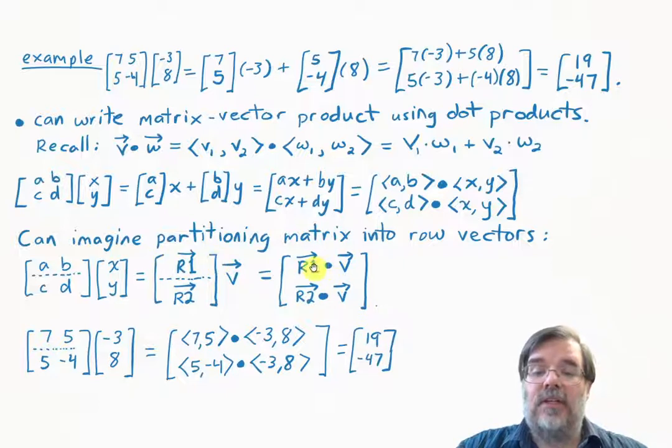The first entry is row 1 dot v, and the second entry is row 2 dot v. So for example, the same example we did above, we could write it in this format. 75 dot negative 38, calculate that out, you get 19. Then the second row, 5 negative 4 dot negative 38, that gives you negative 47. It just helps you proceed more quickly to the answer, so you don't have to write this intermediate step of vector combinations. You can just proceed to calculating these dot product patterns.